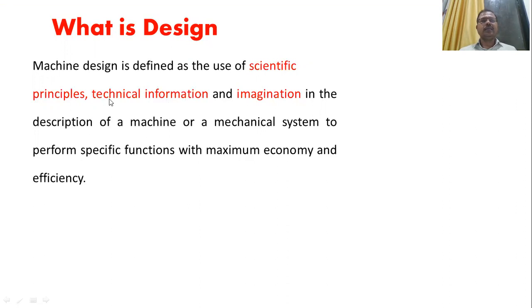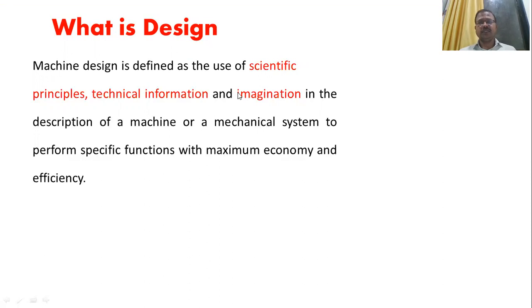Second thing is related to technical information. Technical information means the designer has the knowledge of the basic mechanical elements which are used for power transmission, such as belts, ropes, chains, different types of gears, shafts, clutches, brakes, bearings.